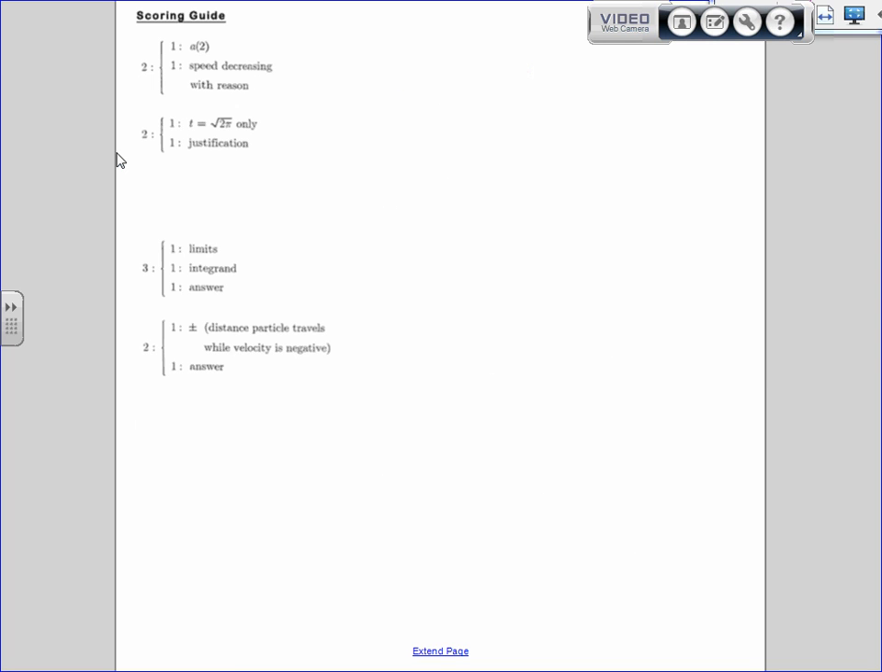All right, so the scoring. Let's look at the different scoring. On the first one, we got a point for our A of 2. We got a point for knowing the speed was decreasing, but we had to have a reason there. You couldn't just say the speed is decreasing. You had to say they were opposite signs, so velocity and acceleration at time 2 were different signs. Number 1, you got a point for having the square root of 2 pi, and 1 point for the justification.